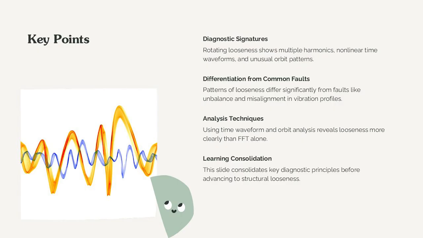The slide outlines how rotating looseness typically presents with heavy one-times vibration accompanied by strong harmonic development. Additionally, the content stresses the importance of using both time waveform and orbit analysis, as looseness is often more apparent in these domains than in the FFT alone. This slide acts as a consolidation point to ensure learners retain foundational diagnostic principles before progressing to structural looseness.